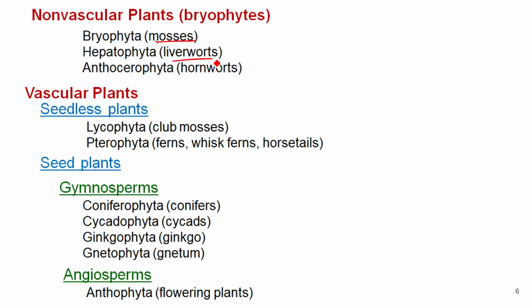So moss, liverwort, hornwort: non-vascular. Club moss, fern, whisk fern, horsetail: vascular, but seedless, right? And then conifers, cycads, ginkgo, and gnetophytes are gymnosperms, which are seeded, vascular. And then flowering plants are the angiosperms. They're seeded, they're vascular. Right? Does that make sense? You guys all okay with that? Okay.